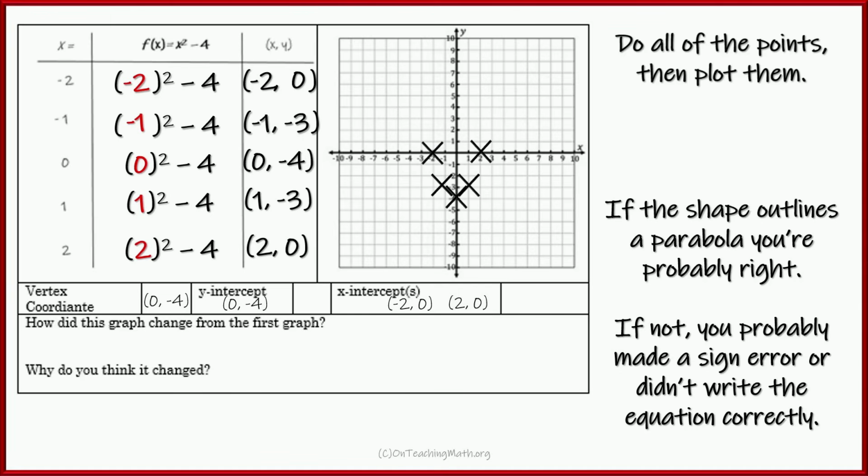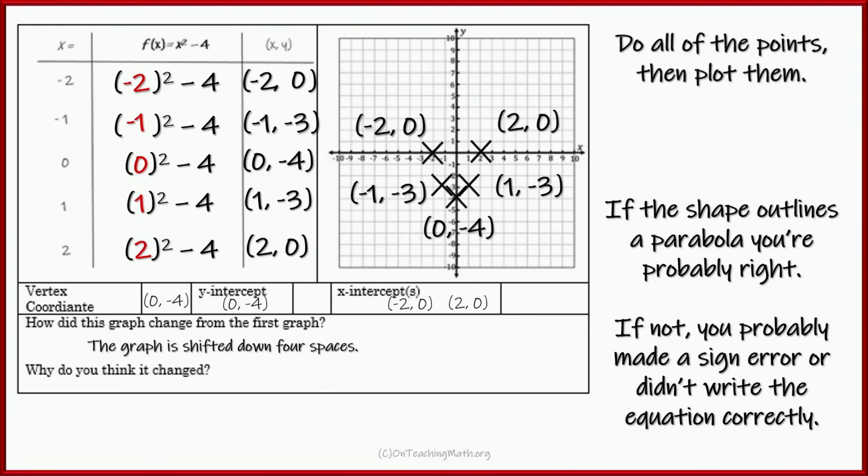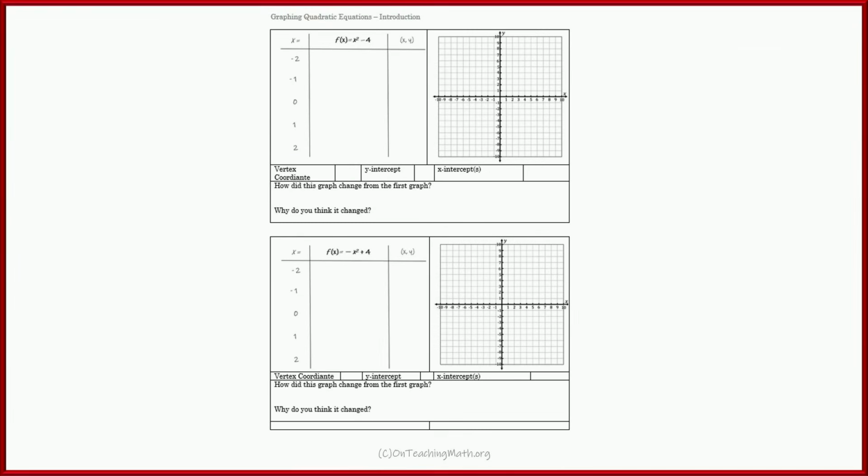If you compare that to our very first graph, do you see how it's different? It's been moved down by 4 spaces. That is because of the minus 4 at the end. That's the only difference. The very first one was just x squared. Now we have x squared minus 4. Pretty cool.